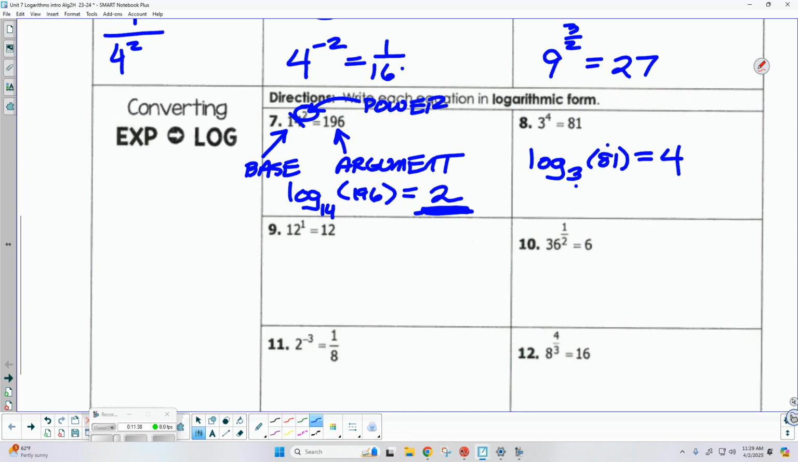Okay. Well, let's try number 9. I've got 12 to the 1st equals 12. Okay. Sada, what would that be as a log?